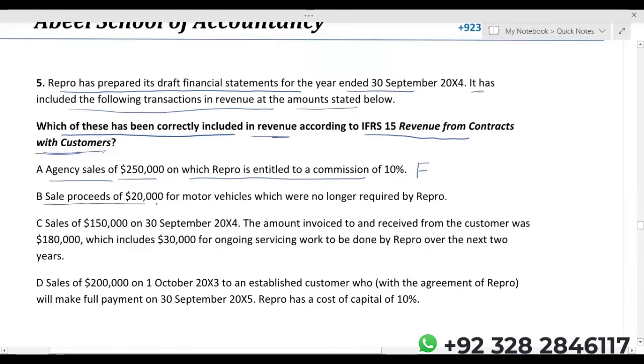Sale proceeds of $20,000 for motor vehicles which were no longer required by Repro. Can I say, when we say revenue, it means when you are selling your inventory, when you are selling your stock. Sale of a fixed asset is not treated as a sale. It is not added in your revenue. Basically, when you are selling property, plant and equipment, a fixed asset, either there will be a gain on disposal or a loss on disposal. That gain or loss actually goes to the income statement, SOCI. The sale proceeds of a fixed asset do not go to the sales amount. So B is incorrect.